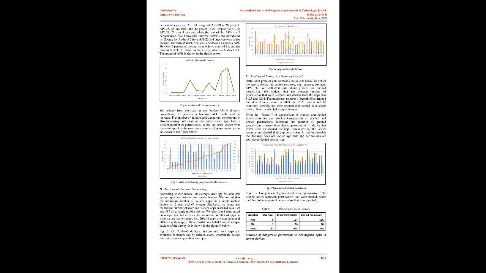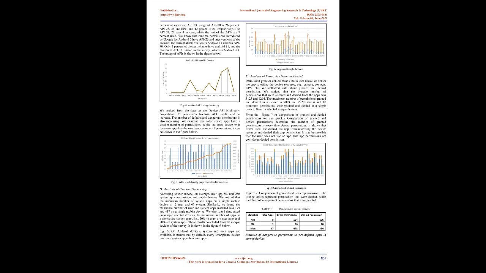Analysis of permission grant or denied. Permission grant or denied means that a user allows or denies the app to utilize the device resource, e.g., camera, contacts, GPS, etc. We collected data about granted and denied permission. We noticed that the average number of permissions that were allowed and denied from the apps was 5,123 and 1,294. The maximum number of permissions granted and denied in a device is 9,089 and 2,228, and 4 and 10 minimum permissions were granted and denied in a single device, based on selected sample devices.